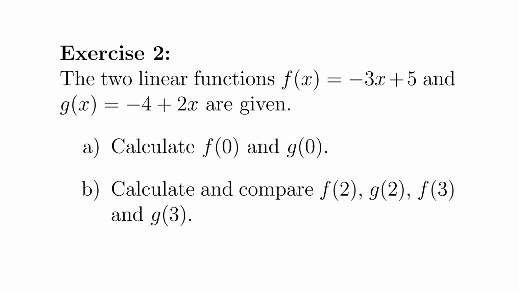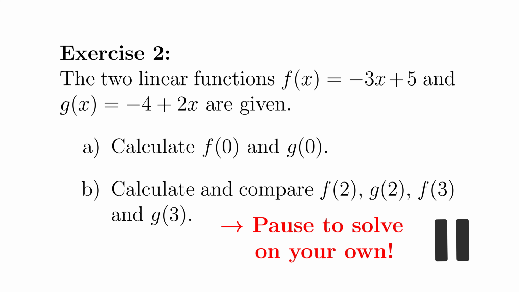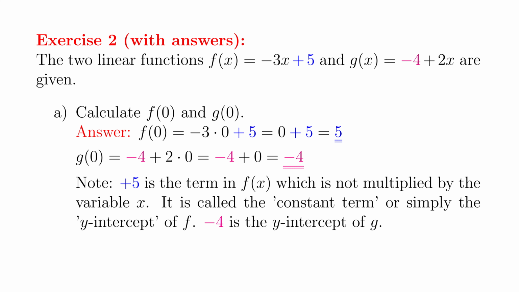This is your exercise number 2. The two linear functions f of x is negative 3x plus 5 and g of x is negative 4 plus 2x are given. A. Calculate f of 0 and g of 0. B. Calculate and compare f of 2, g of 2, f of 3 and g of 3. Pause the video now to solve the exercise. Here are the solutions to exercise number 2.